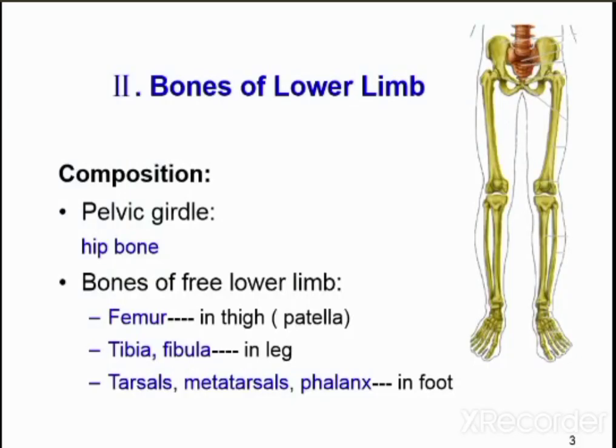The lower limb composition includes the pelvic girdle and the bones of the free limb: the femur in the thigh, the tibia and fibula in the leg, and the tarsals, metatarsals, and phalanges in the foot.